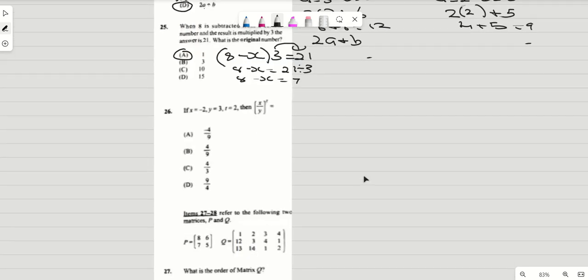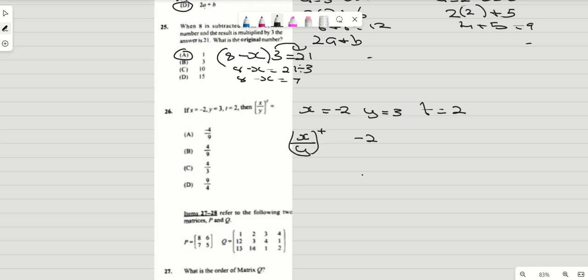Right, this question here, they said x is equal to negative 2, y is equal to 3, t is equal to 2. They want to know what is x over y all to the power of t. So x is minus 2 over y, which is 3, all to the power of 2. Right, this is minus 2 by minus 2 is 4, a minus and minus is a plus, and 3 3s are 9, so it'll be 4 over 9, which is B.